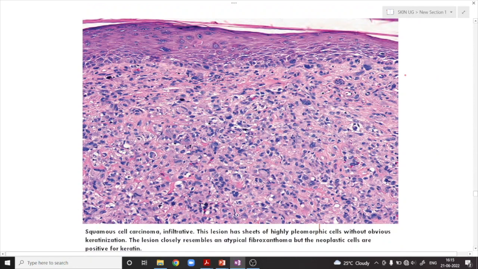Now this is another lesion wherein you can see there is single cell infiltration. These are all pleomorphic tumor cells which have invaded. Okay, these are highly pleomorphic cells. We cannot see any kind of keratin pearl over here. So there is no differentiation. This is a poorly differentiated, highly anaplastic and pleomorphic squamous cell carcinoma.